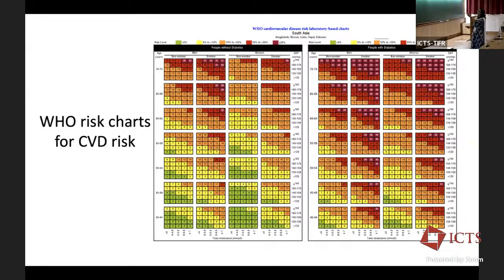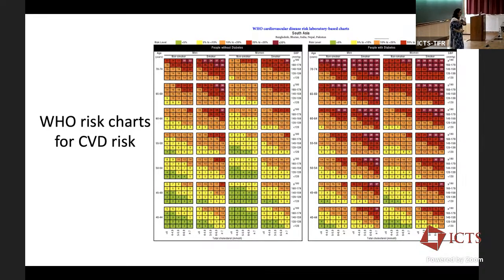So here, what they have is what they call these risk charts. And what do these charts tell you? What is your 10-year risk of getting a cardiac event, okay? And they take into account age, gender, blood pressure. So there are two here. The one on the left is for people without diabetes, and one on the right is people with diabetes. And you can see more reds here, right? So diabetes is a very important risk factor. So even if you have less of other risk factors, but if you're a diabetic, your risk increases a lot more. So this is what is considered now, as of now, the gold standard.